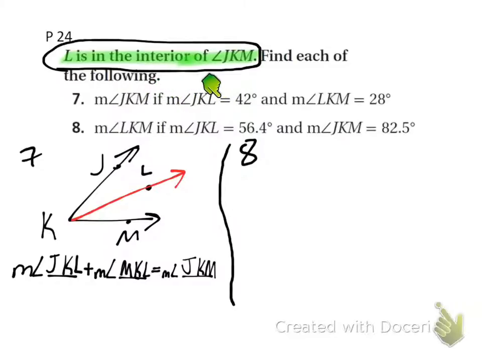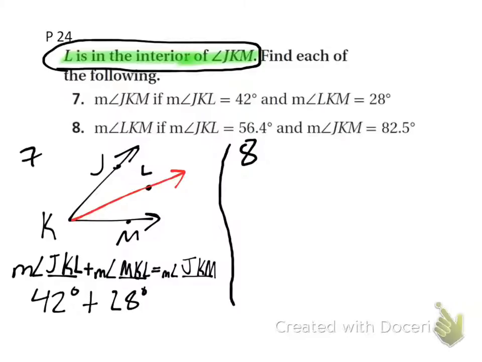So here you see the measure of angle JKL is 42 degrees. Well, that's right here, the measure of angle JKL. So I'm going to write below it 42 degrees. Okay, and then we're going to look to see if there's something we can substitute in for the measure of angle MKL. And here we go. This is the measure of angle MKL, and it is 28 degrees.